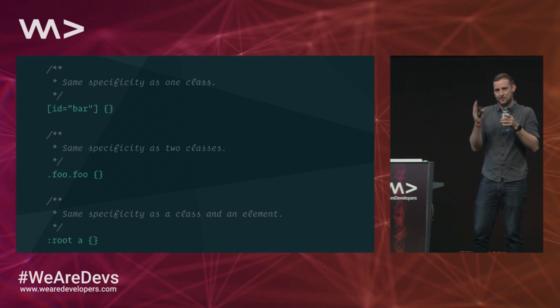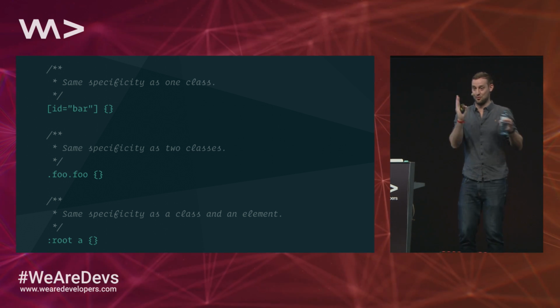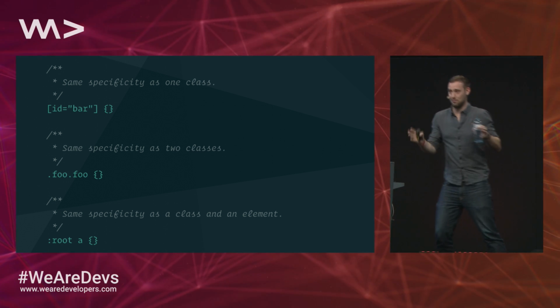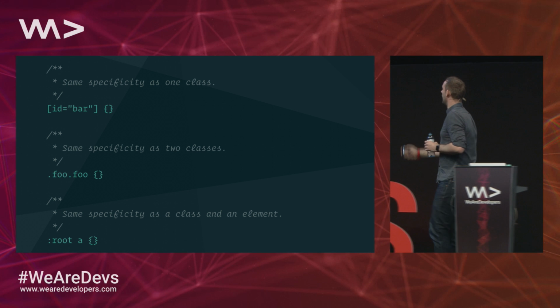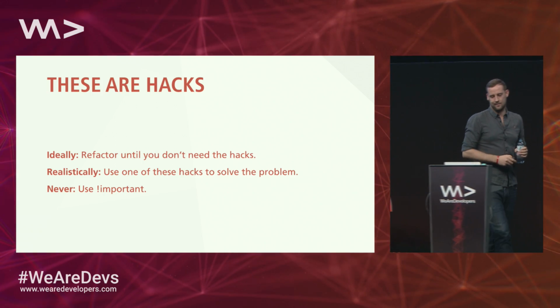And also, the root pseudo selector can be chained as well. So you could do :root a. I mean, again, don't, but you can. So these are definitely all hacks.